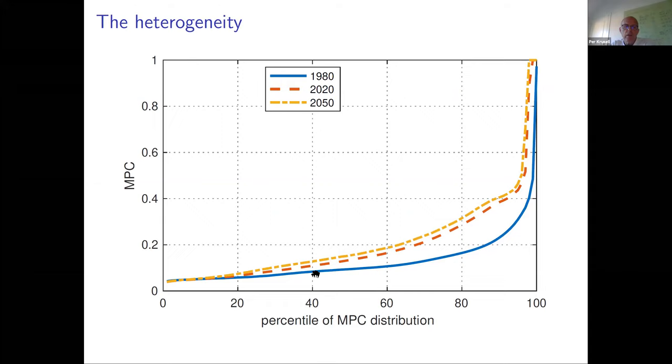Okay, so they're not necessarily those. No, it's the opposite. Okay. It's very much driven by cash on hand. The cash on hand, poor people have very high MPCs.